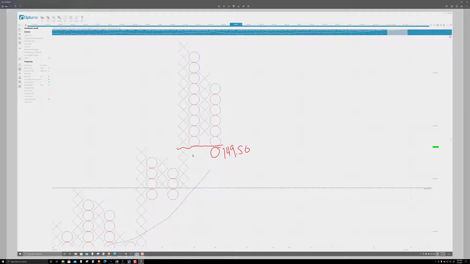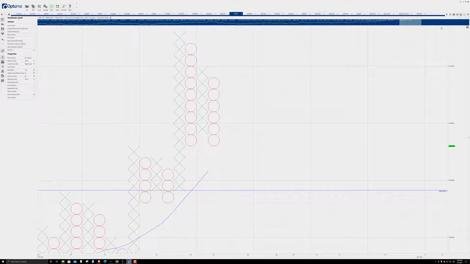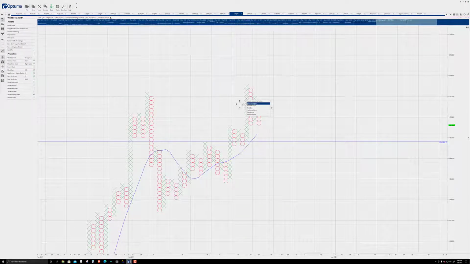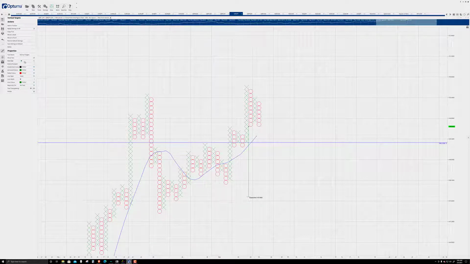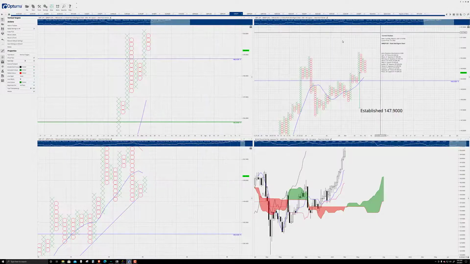And then the profit target, we'd have to take a look using the vertical profit target. 147.90 would be the profit target on there. That's on the 10 pip 3 box reversal.